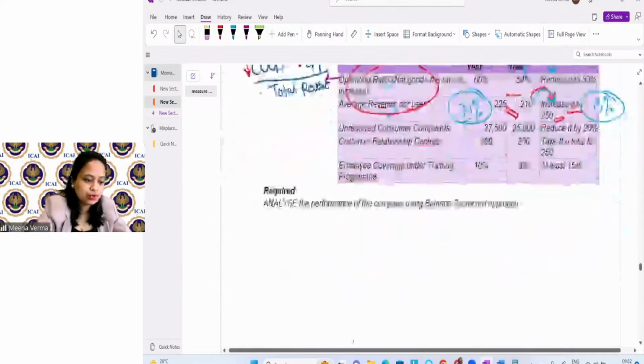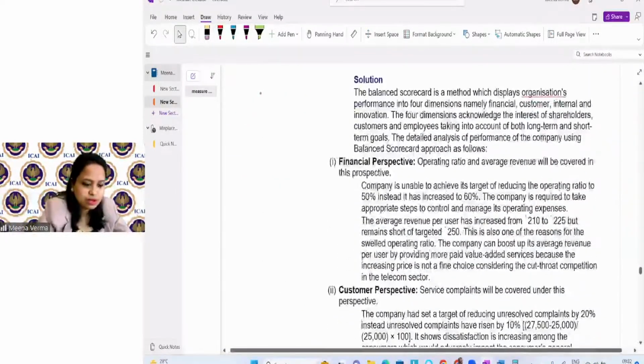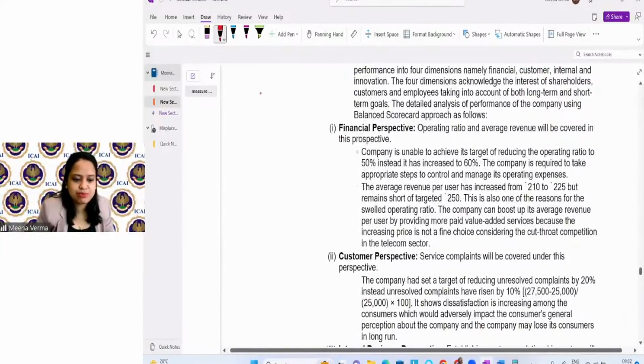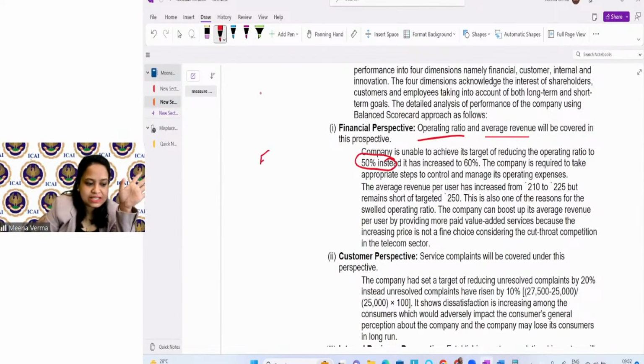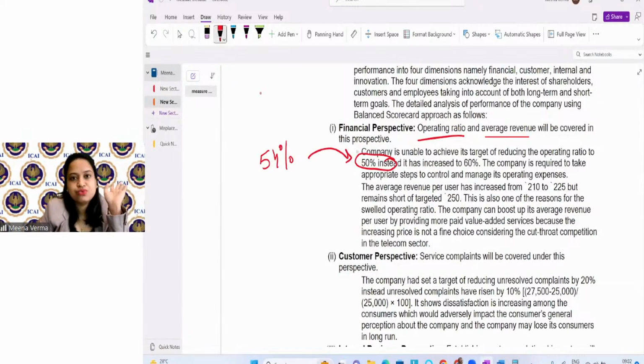Let me show you how. You can see here these are the financial measures, both operating ratio and average revenue. Both of these two things will come here. I just told you that their target was to achieve this. Their present scenario was 54%. So they want to reduce it from 54% to 50%. But yahan pe what is happening? Instead of reducing it from 54% to 50%, it is actually increasing to 60%. Not good, which is not good.